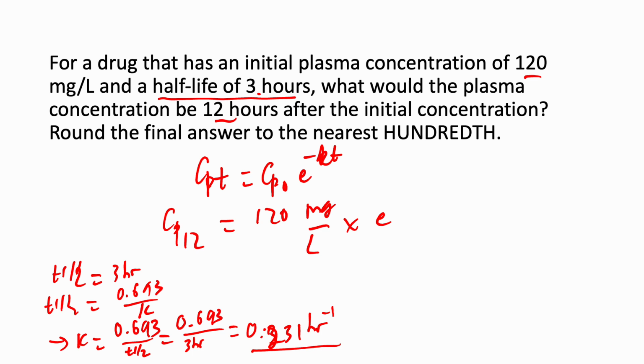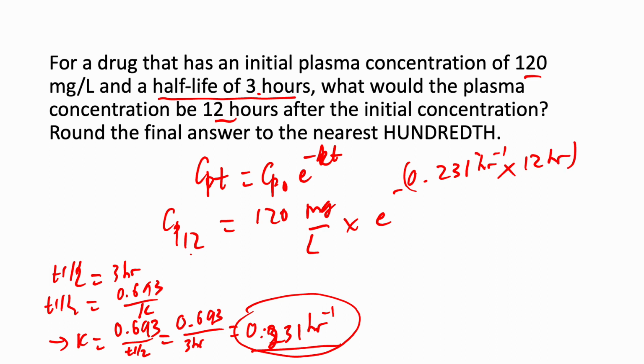So from the value k here, I will bring it to this equation. So Cp12, I mean 12 hours after the initial concentration, is equal to 120 milligram per liter times exponential minus k, which I just have here, is 0.231 per hour, times time t, because we're looking for 12 hours after that, so that means 12 hours. Cross out the unit, then you calculate the value of the exponential here.